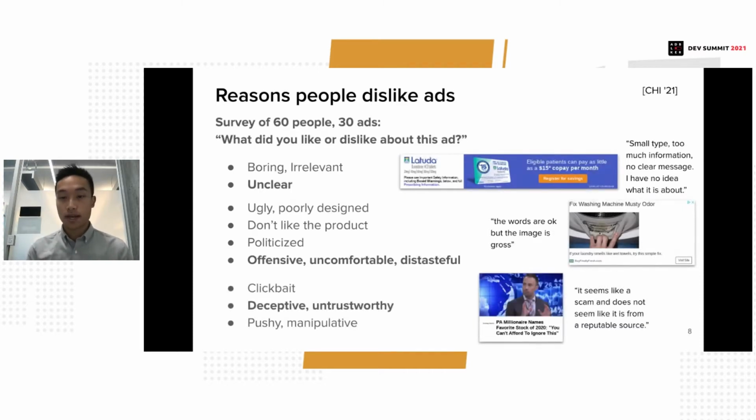Lastly, people dislike ads that attempt to mislead them. Many participants dislike the use of clickbait tactics in ads, literally ads that use sensationalism to bait people into clicking on them. They also dislike ads that appear untrustworthy and ads that use a pushy or manipulative tone.